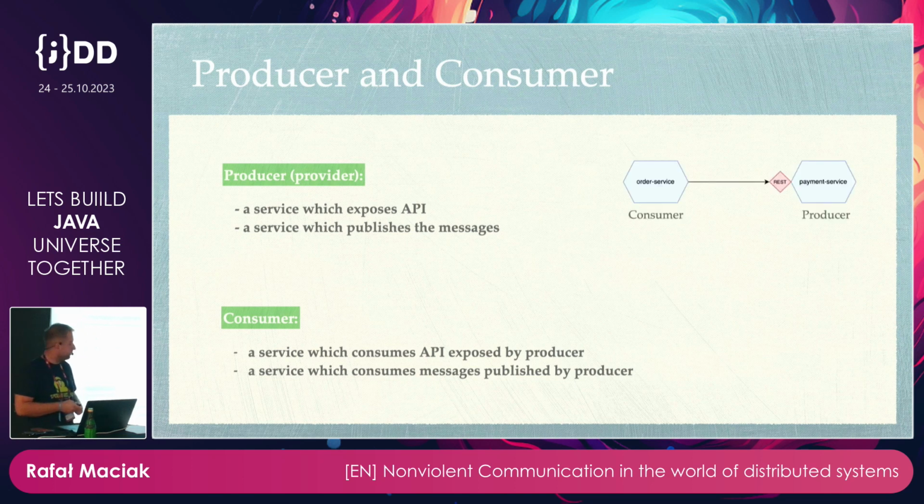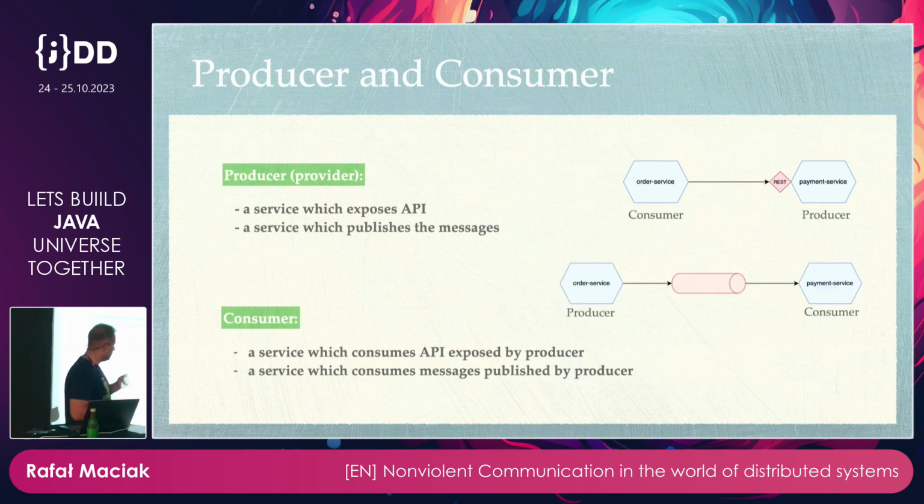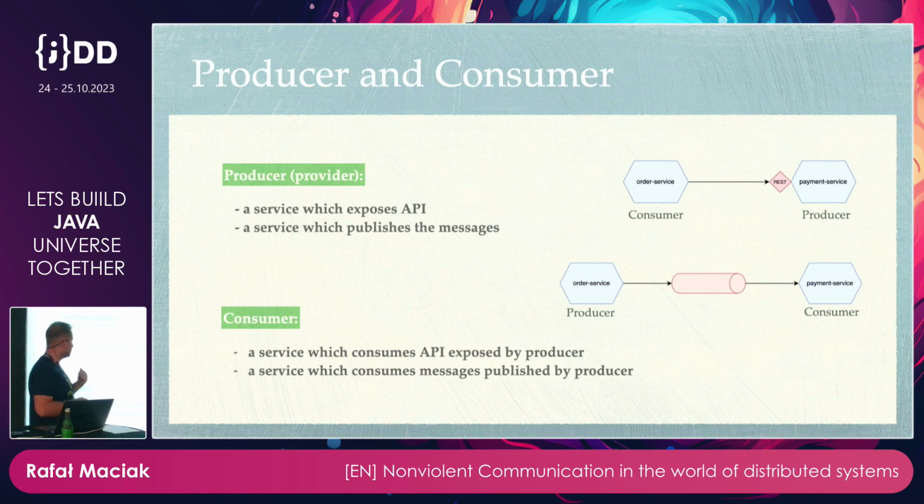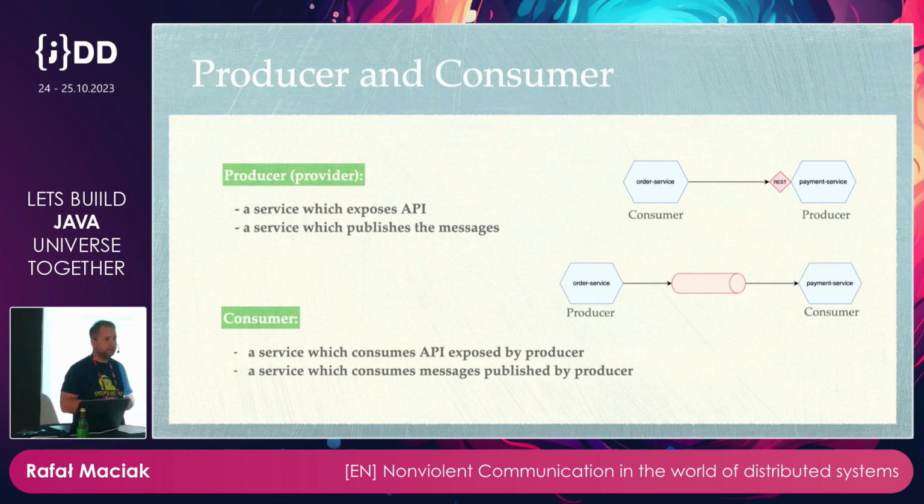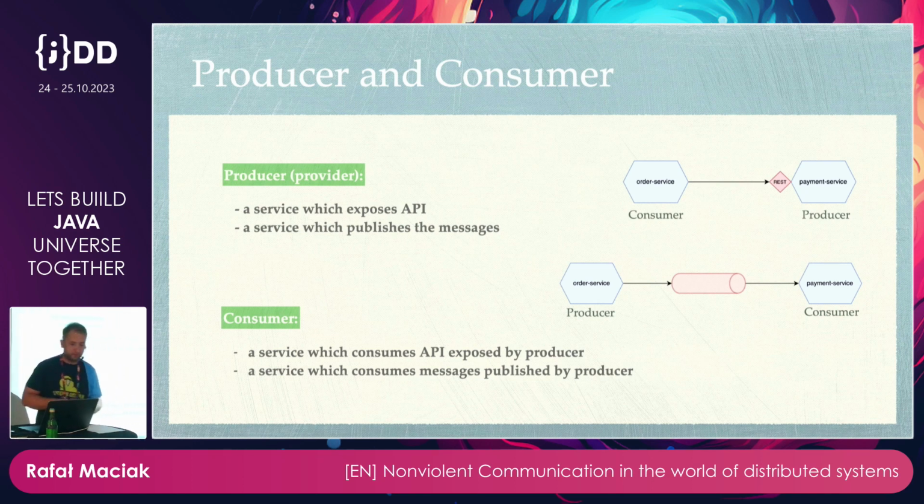And in our example, order service is of course the consumer, because it uses the REST API exposed by the payment service, which is the producer. However, if you would reverse these dependencies, and order service would, let's say, publish the event order was created, which is consumed by payment service, then the order service would be a producer, while payment service would be a consumer. I hope this is intuitive enough, and from now on, I will use these two terms.